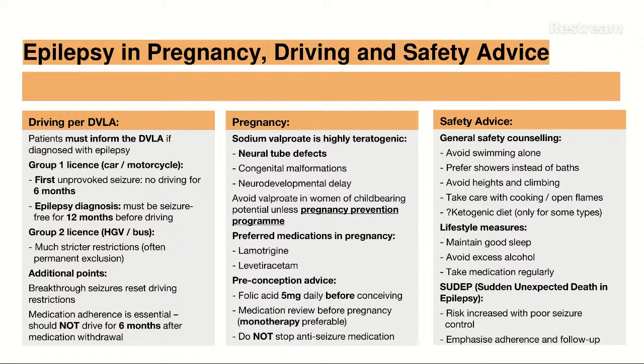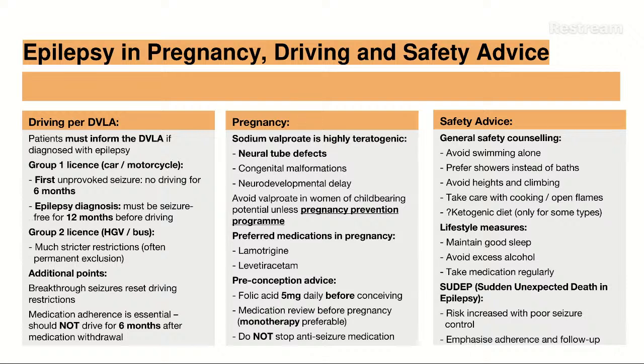So, sort of driving wise, after a patient has had a seizure, they have to inform the DVLA and they have to stop driving. So if they've got a Group 1 license, which means they drive a car or a motorcycle, they can't drive for 6 months after the first unprovoked seizure. And if they subsequently receive a diagnosis of epilepsy, they have to be seizure free for 12 months before driving.